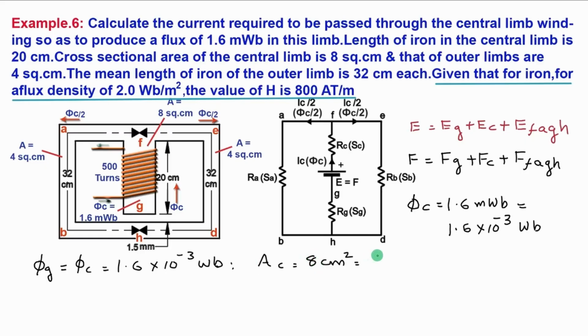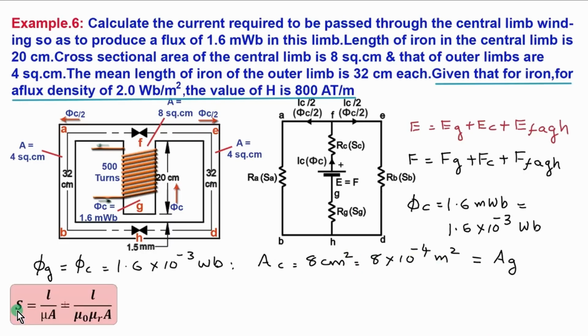That is, 8 into 10 raised to minus 4 meter square. Air gap also we are having the same area of cross section. We know that reluctance S is equal to length L divided by mu into area of cross section A, that is L by mu 0 mu r into A, where mu 0 is the permeability of air or vacuum and mu r is the relative permeability of that material.